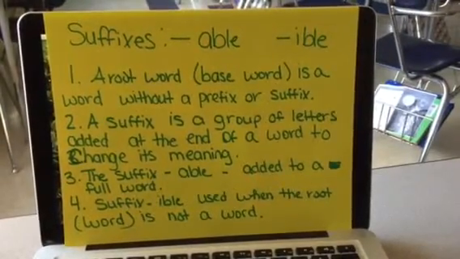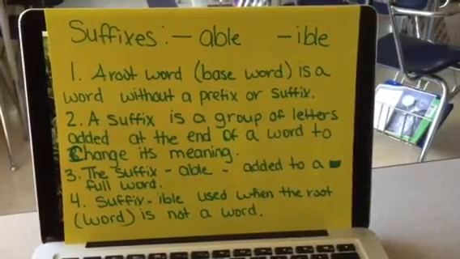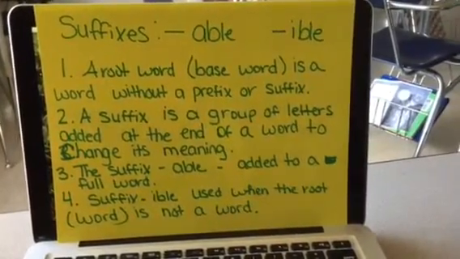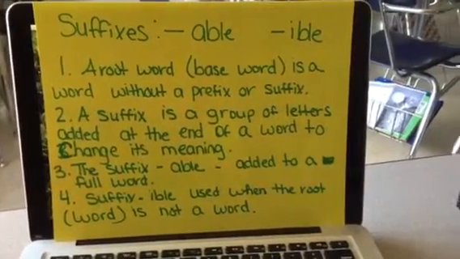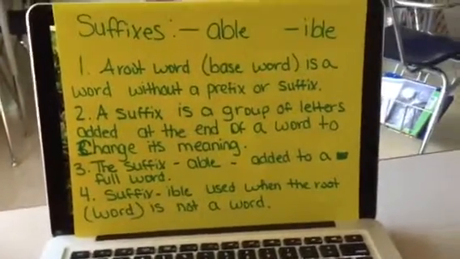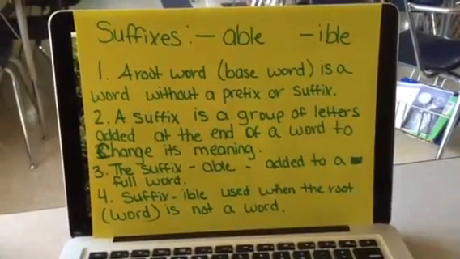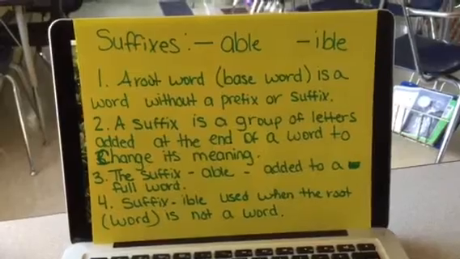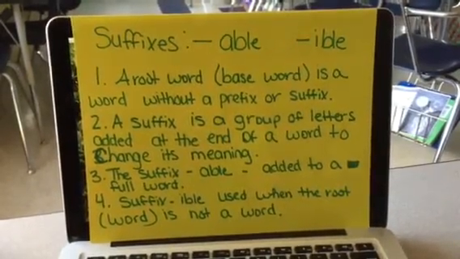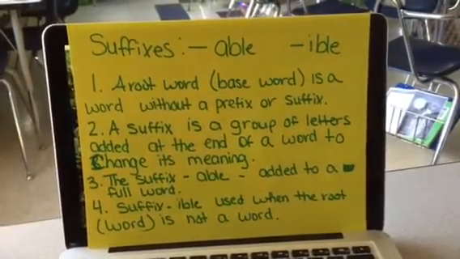Well, today, able, the suffix able means that you're able to do it. The suffix able is usually used when the root word is a full word. So like in the word comfortable, comfort is a word on its own, and I add able to the end, and now I have comfortable. Lovable, love is a word, and I add able to the end, so now I have lovable. Noticeable. Notice is a word on its own, and I add able to the end, and now I have noticeable.